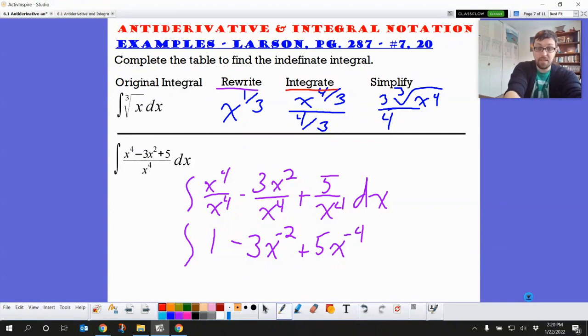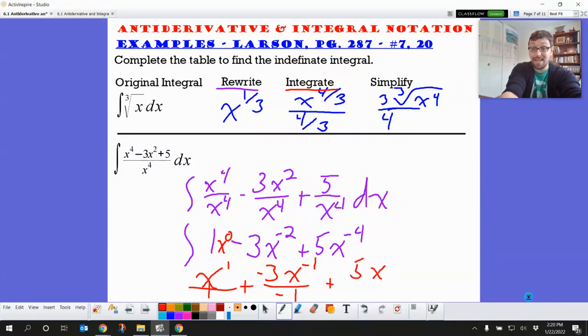Then when I integrate this thing, that 1 becomes an x, because this is an x to the 0, so we add 1 to it, so it becomes x to the 1. And then we would divide that by our new exponent, which is 1, but that's a little silly. But I'll do it anyway, just for fun. So then we get negative 3, so plus negative 3x. We add 1 to that negative 2, so now it's negative 1. And we divide by our new exponent, negative 1. Plus 5, x. We have an x to the negative 4. We add 1 to that, so it becomes negative 3. And divide by our new exponent.